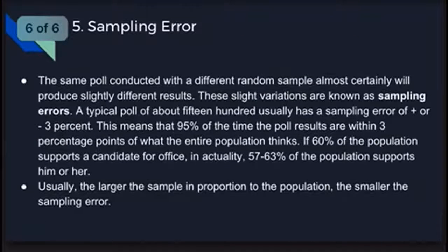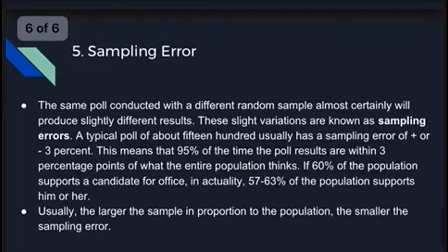And last is sampling error. The same poll conducted with a different random sample almost certainly will produce slightly different results. These slight variations are known as sampling errors. A typical poll of about 1,500 usually has a sampling error of plus or minus 3%.